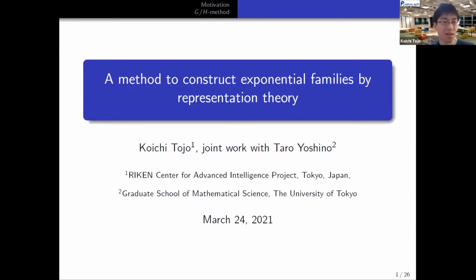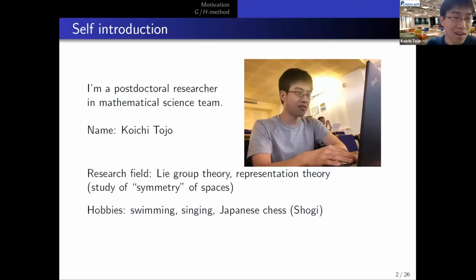Thank you for the introduction. The title of this talk is A Method to Construct Exponential Families by Representation Theory. This is joint work with Taro Yoshino. First, I will introduce myself shortly. I'm a postdoctoral researcher in the mathematical science team. My name is Koichi Tojo. My research field is Lie group theory and representation theory, which study symmetry of spaces. These are my hobbies. Recently, I have enjoyed Japanese chess online.